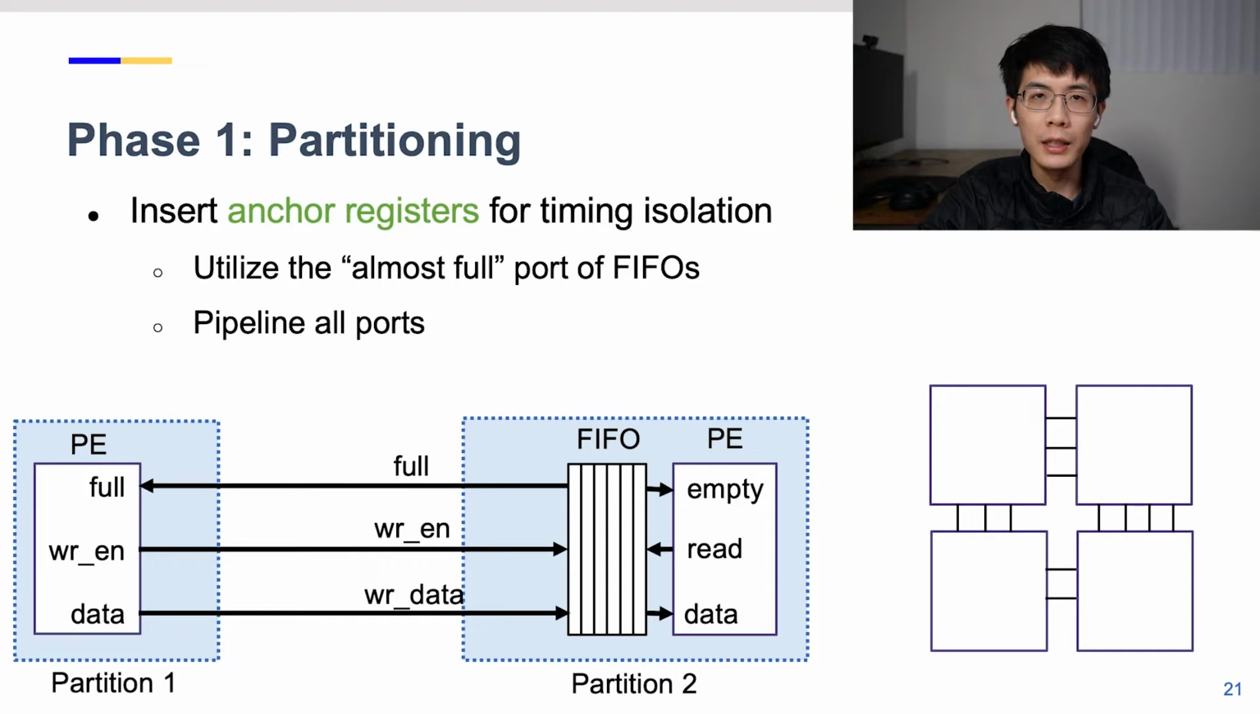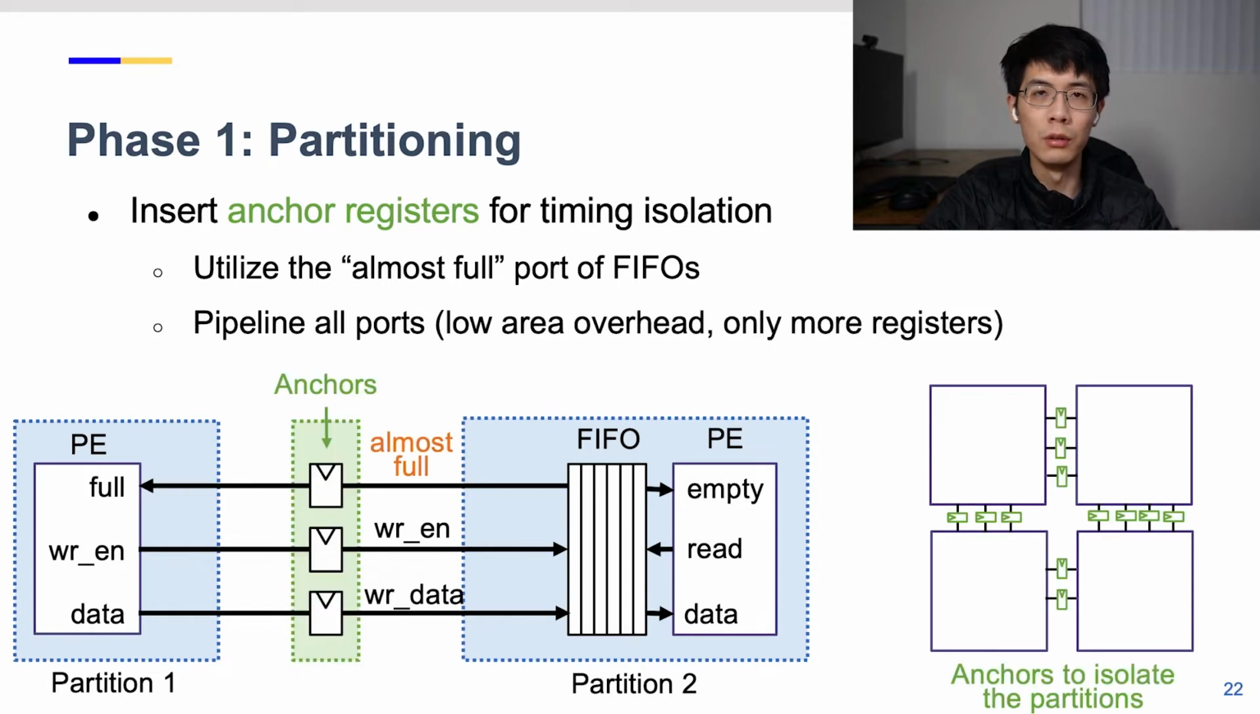The first key idea is that when we partition the design, we will insert an anchor register for every inter-partition net. To do that, we convert a normal FIFO to one such that the full signal is asserted in advance. Then we can safely pipeline the handshake interface of the almost full FIFO.